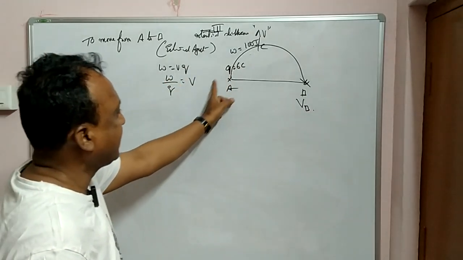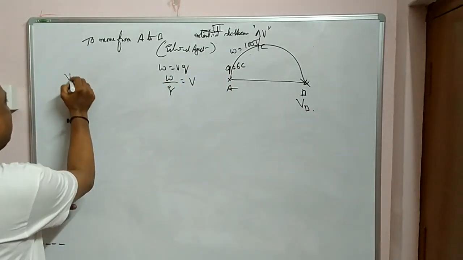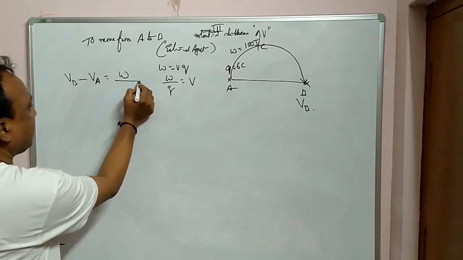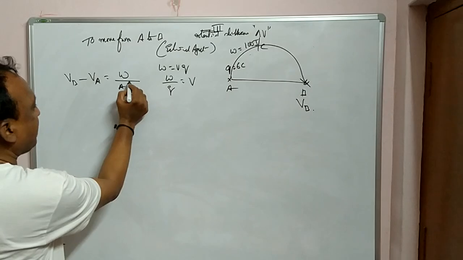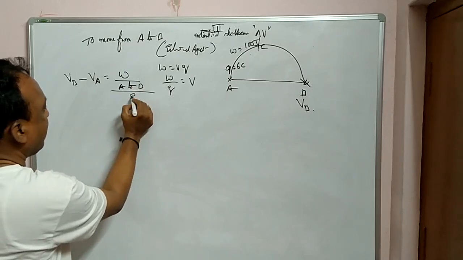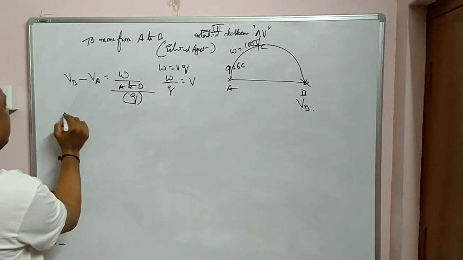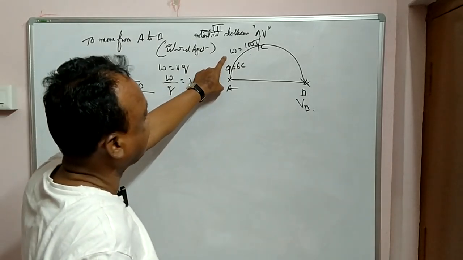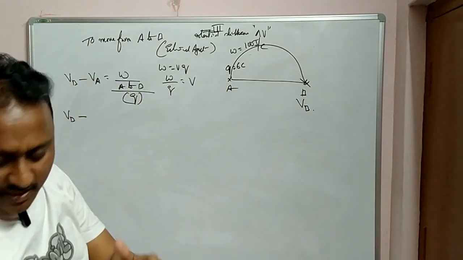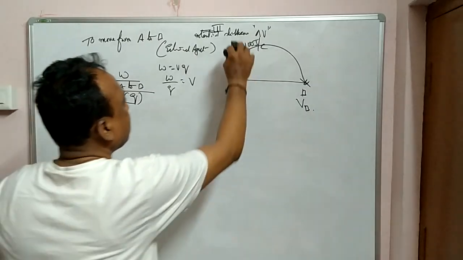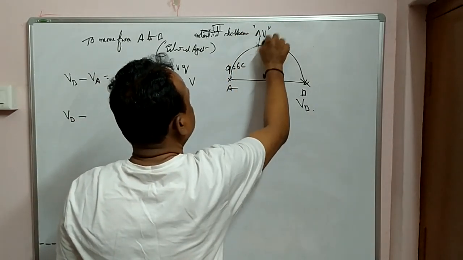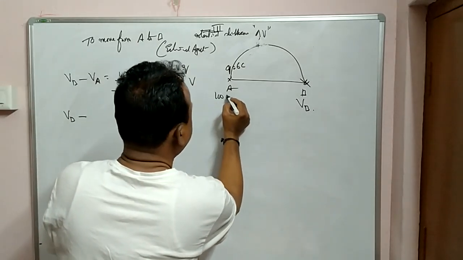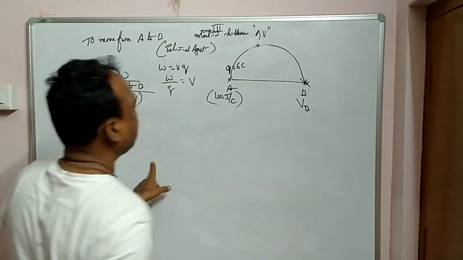VB minus VA is equal to work done in moving from A to B divided by charge. So potential at B minus potential at A. Sorry, it is not work done, potential at A is given. What is the potential at A? 100 joule per coulomb is given.